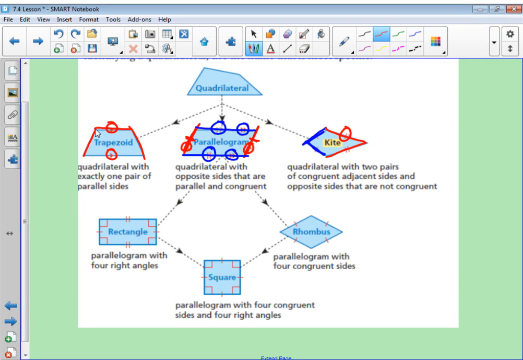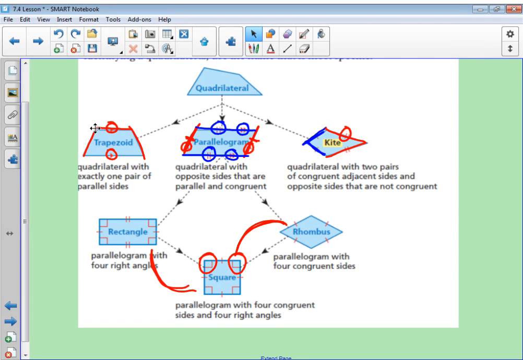A rhombus is a parallelogram with four congruent sides. So these two are similar to each other in the fact that they have four congruent sides, but a square has right angles, whereas a rhombus does not. Okay, a square and a rectangle are similar because they have parallel sides and right angles, but a square has all sides equal in length and a rectangle does not, okay?